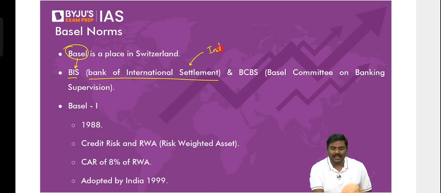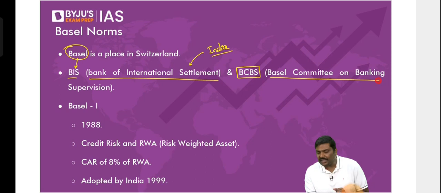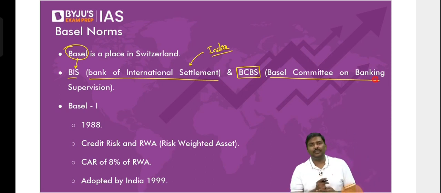India is a member of this. RBI is a member of this. And within this particular Bank of International Settlement, there is one committee called the Basel Committee on Banking Supervision. Is India a member of this Basel Committee? Of course, yes.